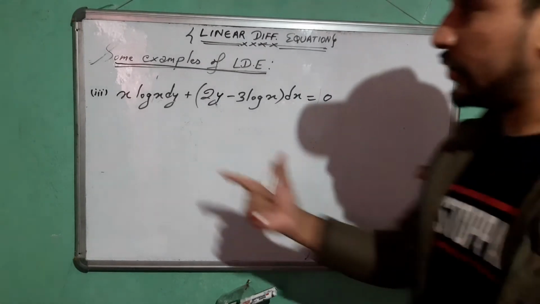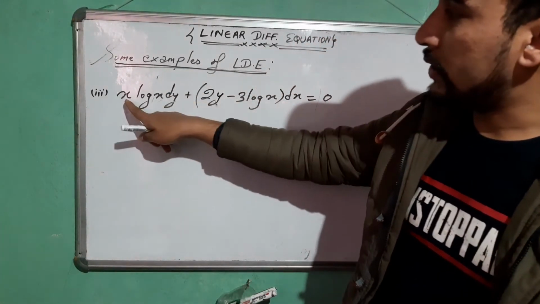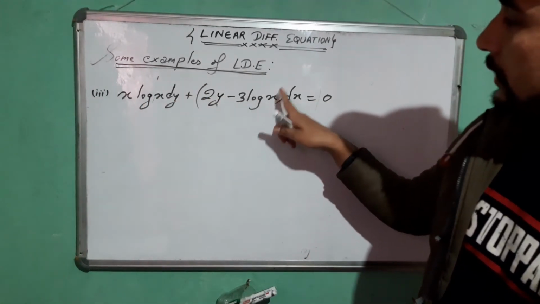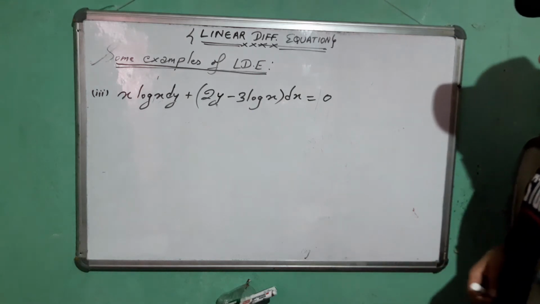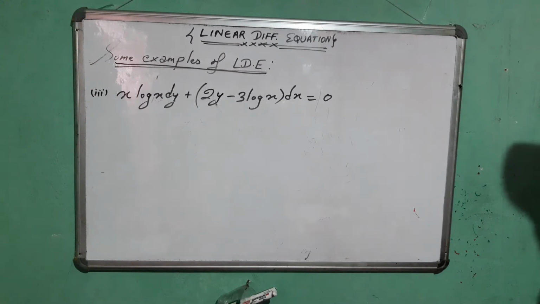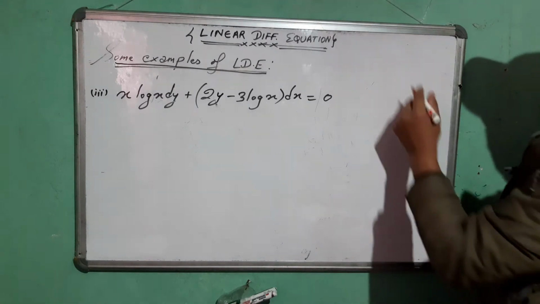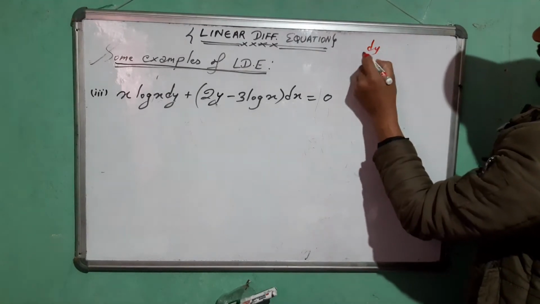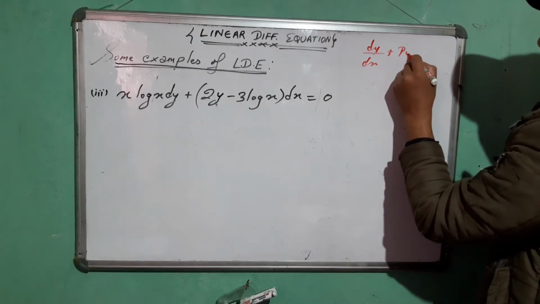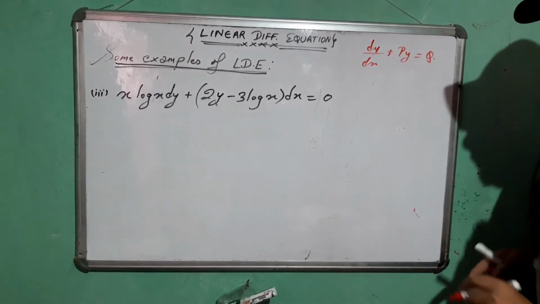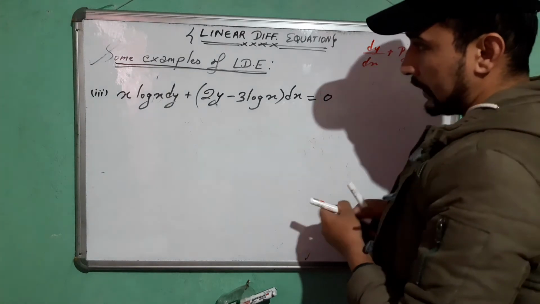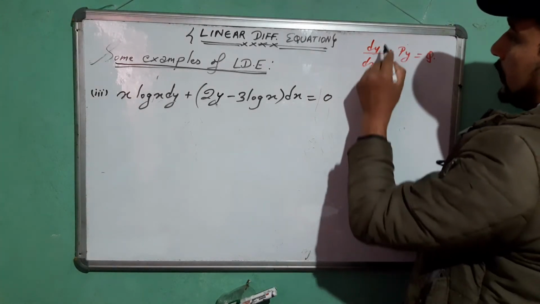Okay, so this is your another example. The given differential equation is x log x dy plus bracket 2y minus 3 log x bracket close dx equals 0. So let's check whether this is an LDE, linear differential equation, or not. So the standard linear differential equation is dy/dx plus py equals q. So let's make this dy/dx form.